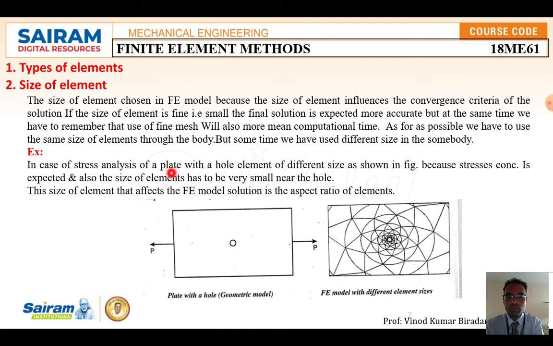Let us take an example, in the case of stress analysis, a plate with a hole. The element size is as shown in the figure below. Because stress concentration is expected, the size of the element is very small near the hole, because the maximum stress will be there. The size of an element also affects the finite element model solution through the aspect ratio of the element. The main concept is that if you divide into more number of elements, you are going to get a more accurate result. You have to remember this in this slide. Here we calculate the stresses and strain, where the maximum stress and minimum stress are, with the help of software.